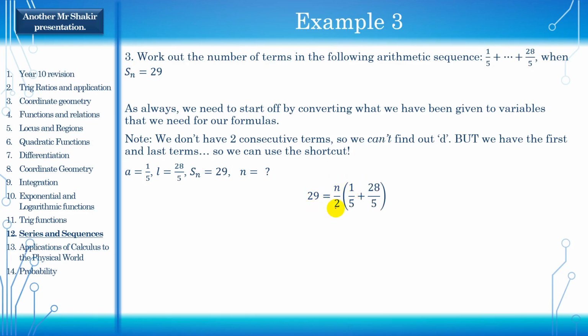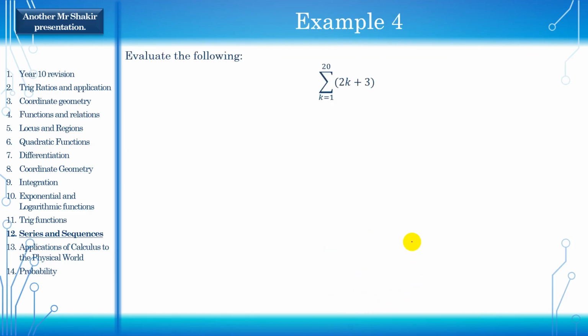29 is equal to n over 2, a plus l. A in this case is 1 over 5, l is 28 over 5, right? And we just simplify. 1 over 5 plus 28 over 5, and you get 29 over 5. And you multiply that by n over 2. Simple algebra. 29n, the 10 will be over there, 10 take over to the other side. Divide both sides by 29, and you get n is equal to 10.